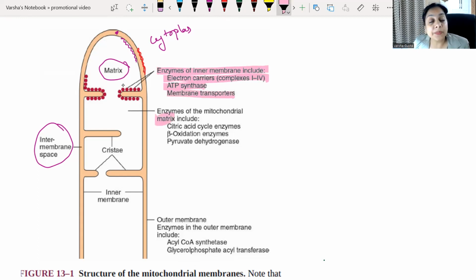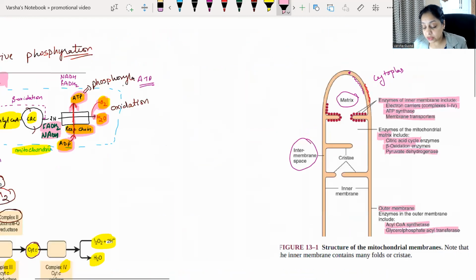In the matrix, all kinds of oxidation are happening: citric acid cycle, beta oxidation, and pyruvate dehydrogenase, which is the enzyme of the link reaction, is found in the mitochondrial matrix. The outer membrane also has enzymes such as acyl coenzyme A synthetase and glycerol phosphate acyl transferase. You should know which part of the mitochondria contains what. Now, coming back to our electron transport chain.